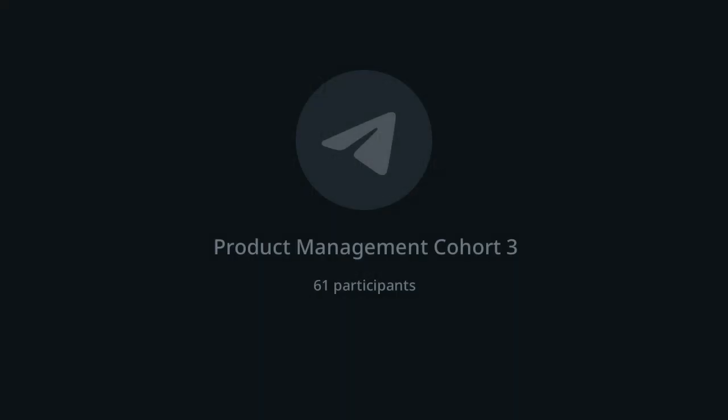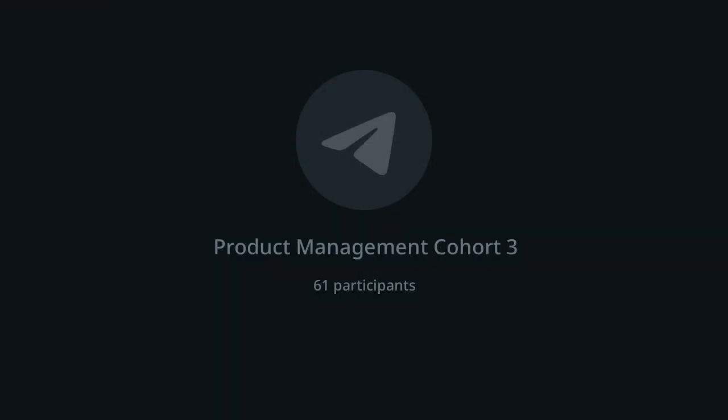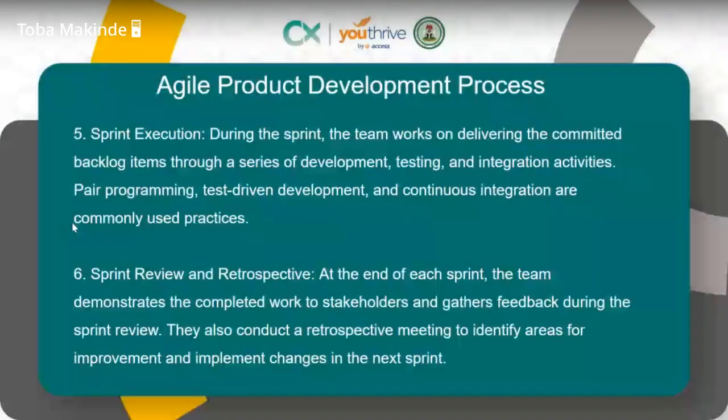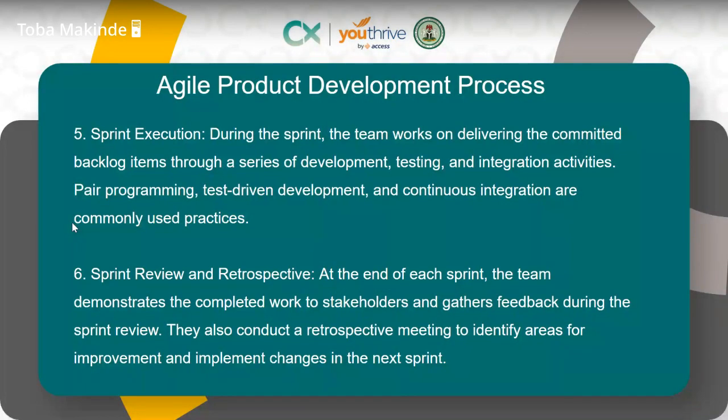So the sixth one is sprint review and retrospective. At the end of each sprint, the team demonstrates the completed work during the sprint review. So that's what happens in the sprint review. Everyone comes and demonstrates their work and ensures that it is working. Is it working? Is it meeting the acceptance criteria for that feature? That's what happens during the sprint review.